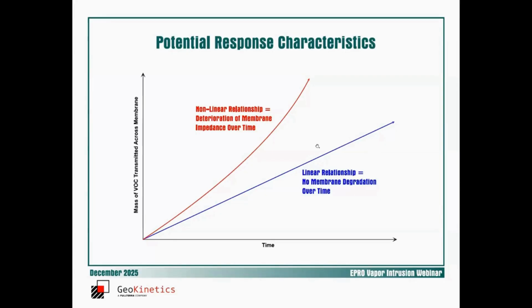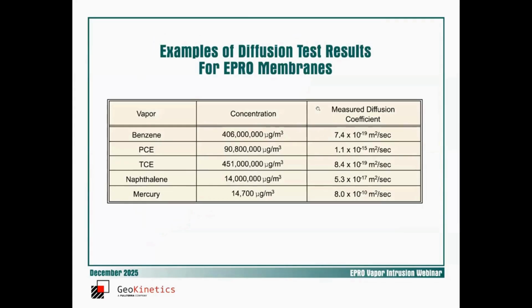I would imagine anyone who wants to make sure the membrane is going to have suitable engineering characteristics so you can calculate risk assessment values. These are compounds we've tested, concentrations, and measured diffusion coefficients. The concentrations that we test these at are usually extremely high, in the millions of micrograms per cubic meter. So it's a very aggressive chemical compatibility testing environment.